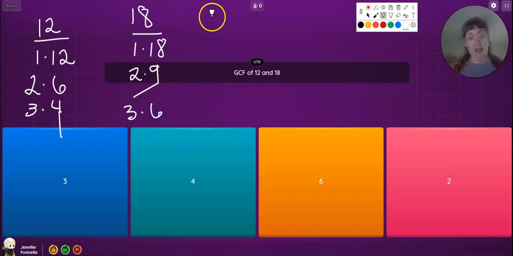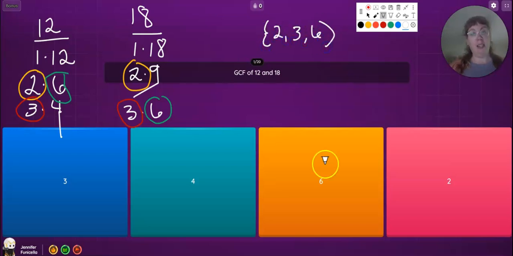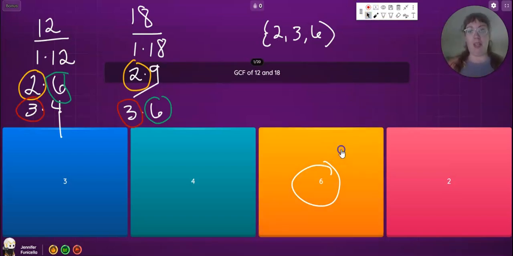3 times 6, and then the common factors, so 2 goes into both of these numbers, 3 goes into both of them, and also 6. So the biggest number out of those factors of 2, 3, and 6 is going to be 6. So that's our greatest common factor. There's no x's, so we're just looking at numbers here, 12 and 18. Beautiful. So go ahead and select that and we'll go to the next slide.